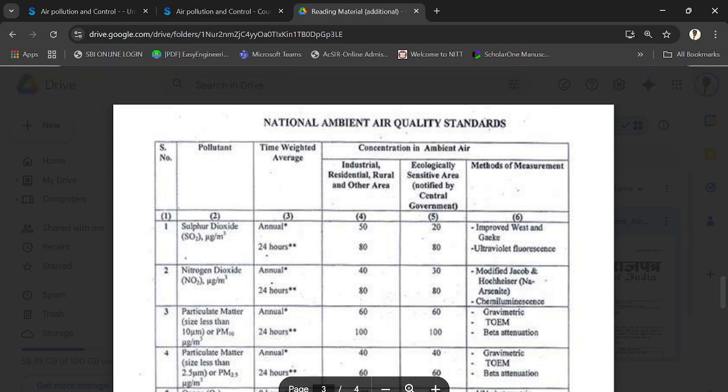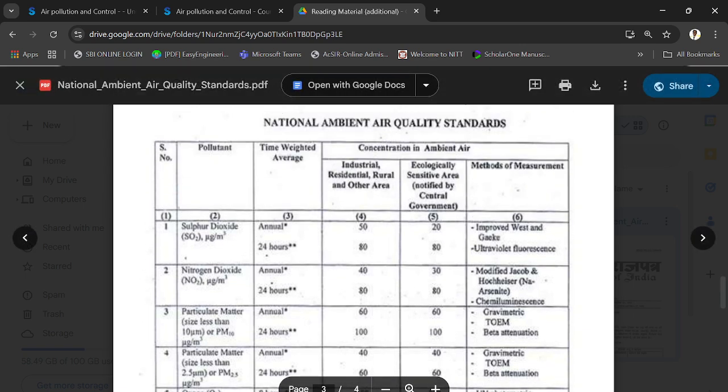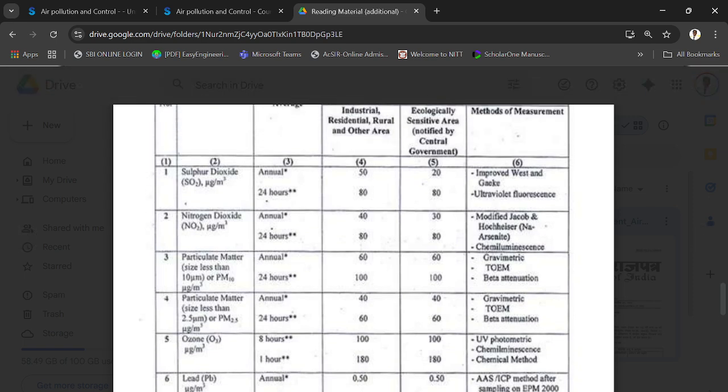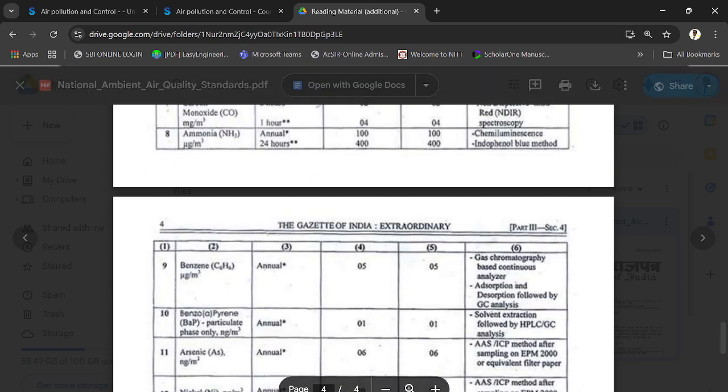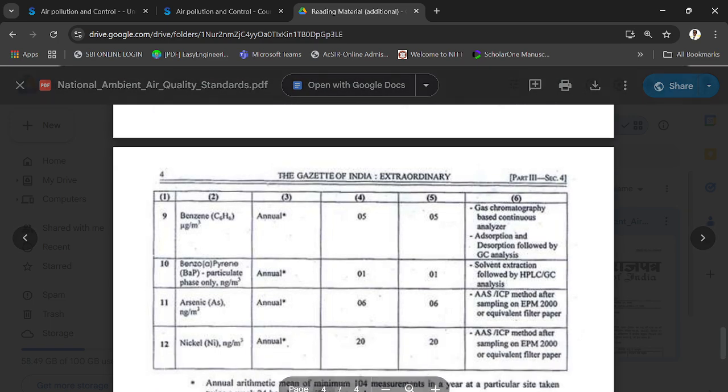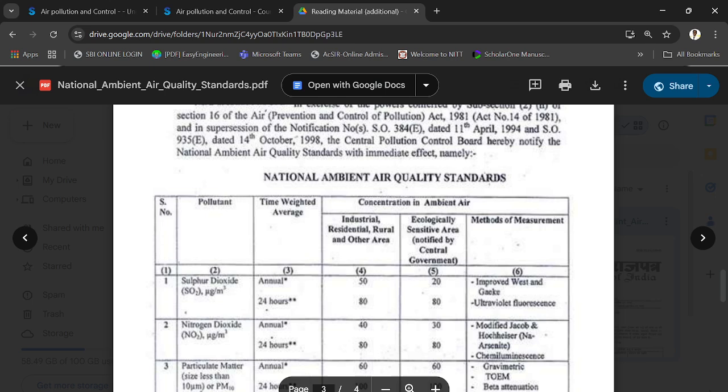And the method of measurement is also given in this 2009 rules and regulation. So if I measure particulate matter, PM 2.5 and PM10. Earlier it was only particulate matter. Ozone was not there in the earlier standard. And now they have added new pollutants like benzene, benzopyrene, arsenic, nickel. These are all new pollutants added in the National Ambient Air Quality Standard.